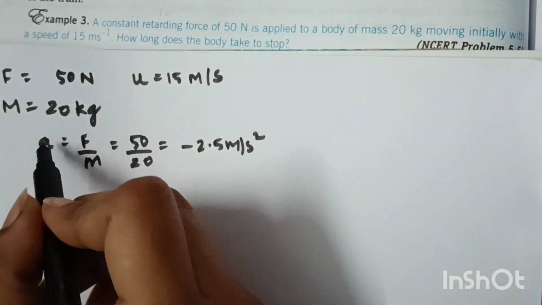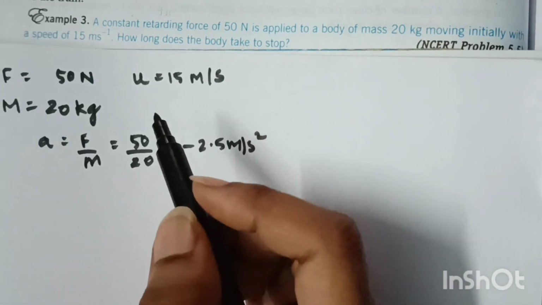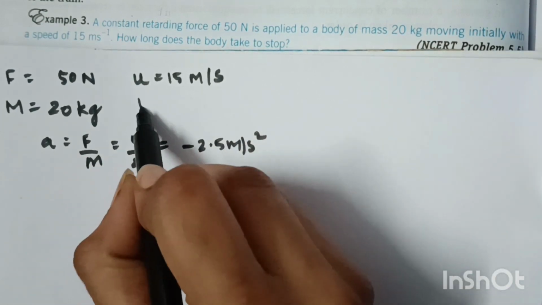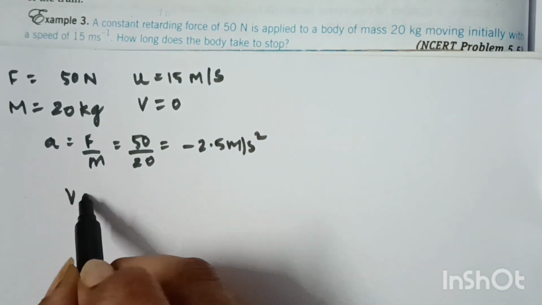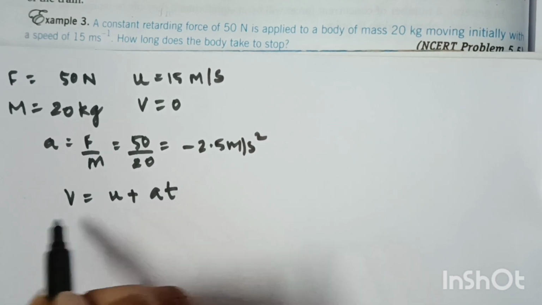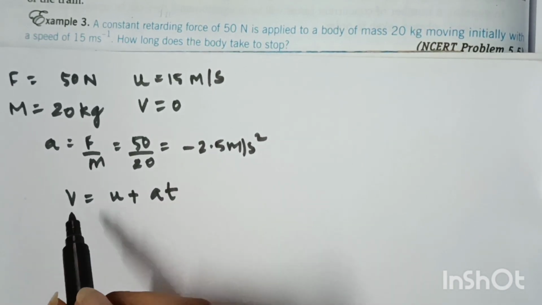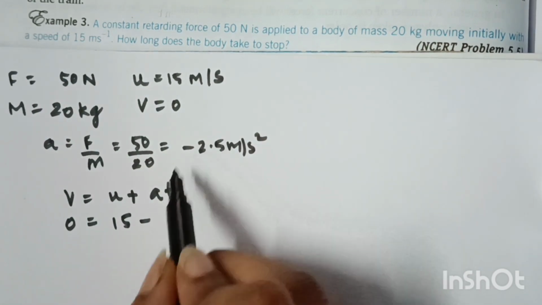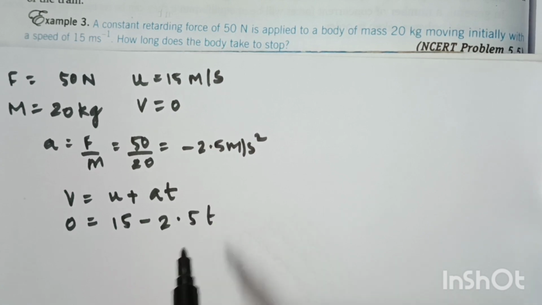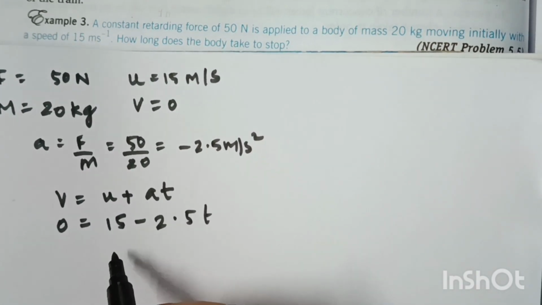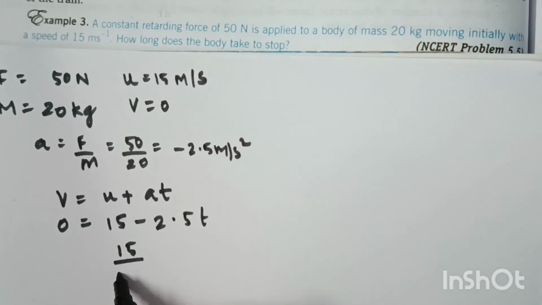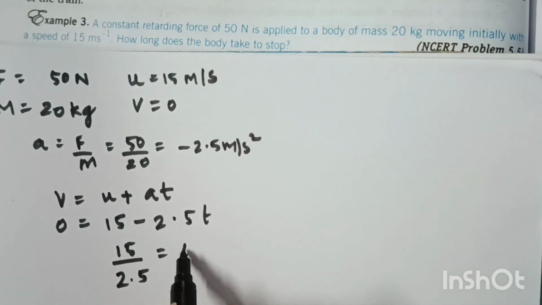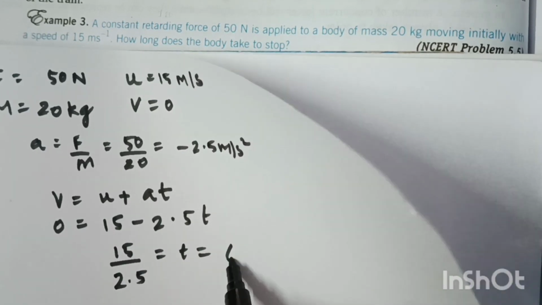Now we know acceleration, we know initial velocity, and we know final velocity. They are asking how much time it takes to stop. So that means final velocity is 0. So using v equals u plus at, we can get the time. v is 0, u is 15, acceleration is minus 2.5 meter per second square, and time. So it is minus 15 by minus 2.5, that is equal to t, that is equal to 6 seconds.